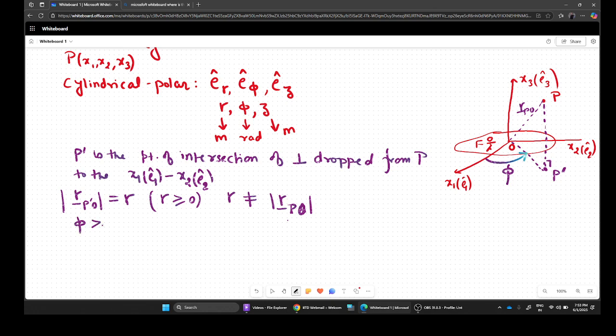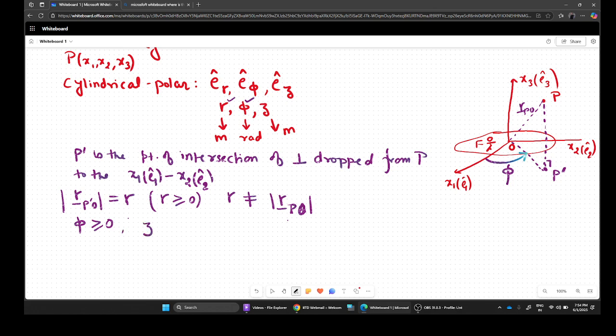Now phi is also greater than or equal to 0, and it can take values in multiples of 2 pi. Once phi takes the value 2 pi, it will return to the x1 e1 axis, and then further it can take values more than 2 pi also. So this is the second coordinate here, what I mentioned.